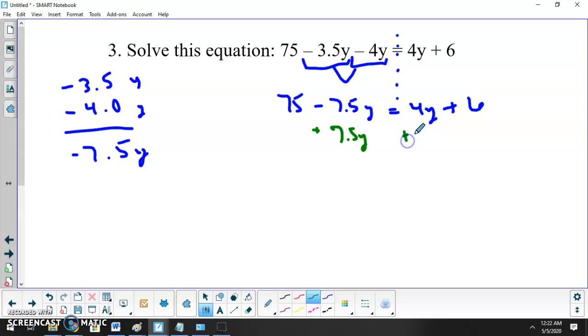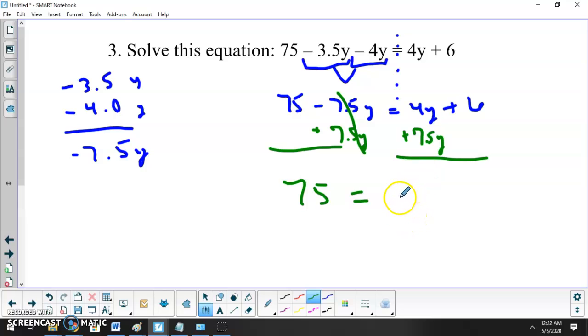Okay, because I'm trying to avoid as many negatives in the problem as I can, because less negatives equals less room for mistake. All right, so bring down the 75 on the left side. We have 4y plus 7.5y. Okay, so that would be 4 plus 7, that's 11, so 11.5y. And then plus the 6.